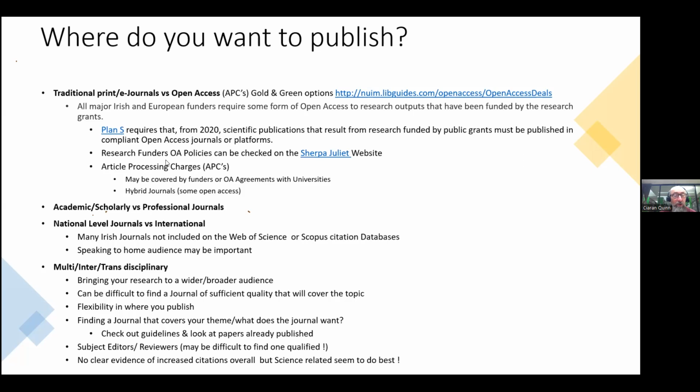If you want to check your research funders' open access policies, that can be checked at the Sherpa Juliet website, which will go through the various policies of different publishers and what they allow, if there's an embargo for any period, and if they do allow you to publish open access, what version are you allowed to publish open access? Okay, so it's worthwhile looking at that. And then the article processing charges themselves, they might be covered by the open access agreements at universities, and you can check that on the library guide.